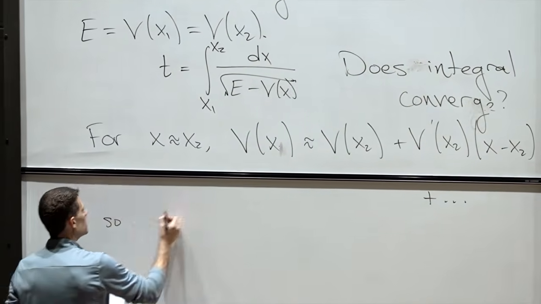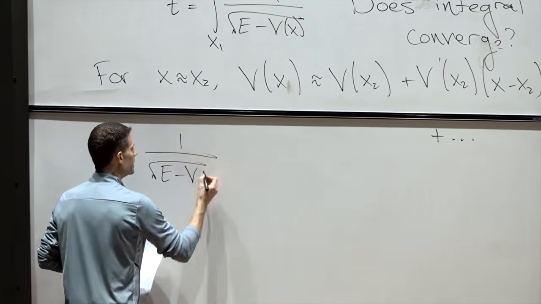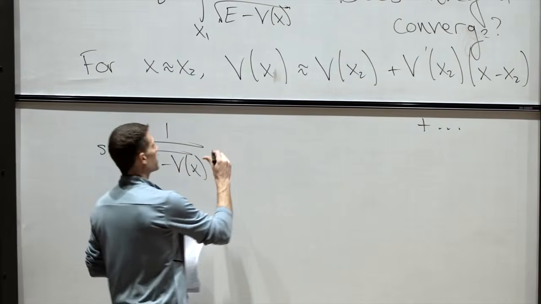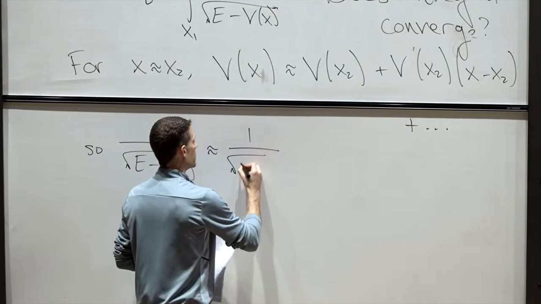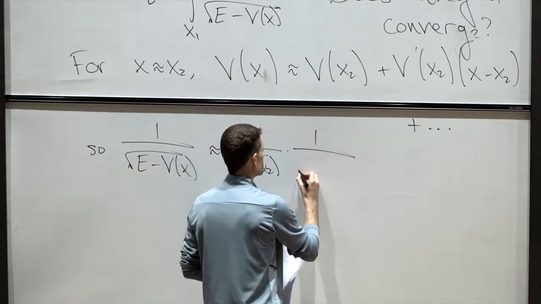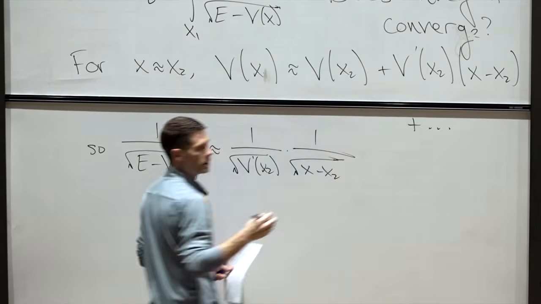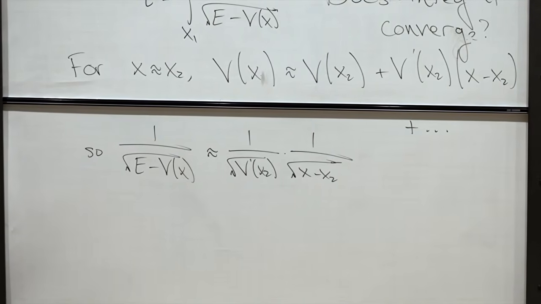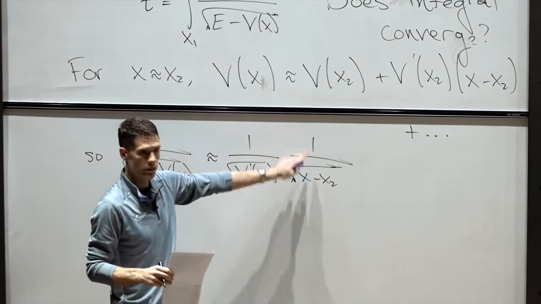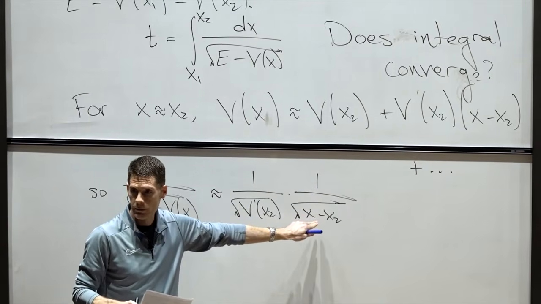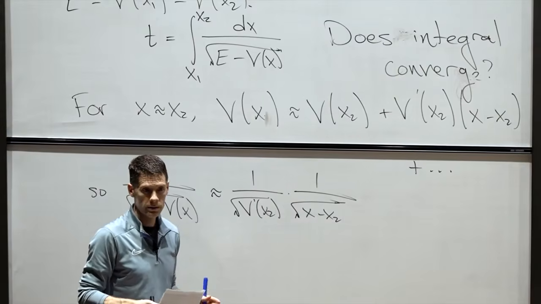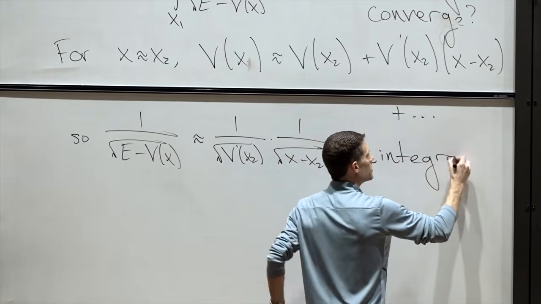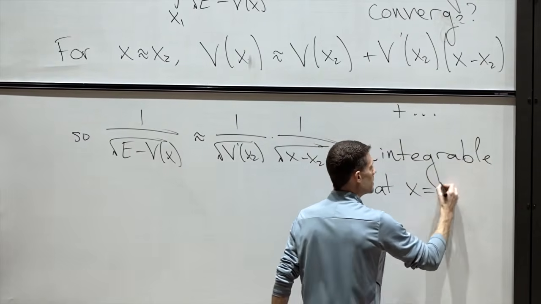Which means that 1 over the square root of e minus v, well, e is v of x2. So in this expansion, that looks approximately like 1 over the square root of v prime of x2 times 1 over the square root of x minus x2. But in terms of an integral, I have a 1 over square root of x integrated around x equals 0 is the basic form of that, which is a convergent integral. So this is integrable at x equals x2.